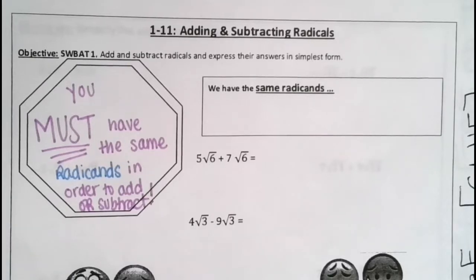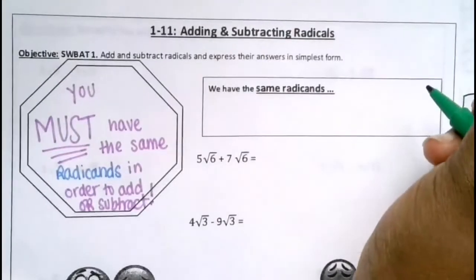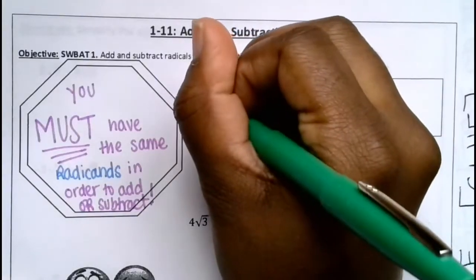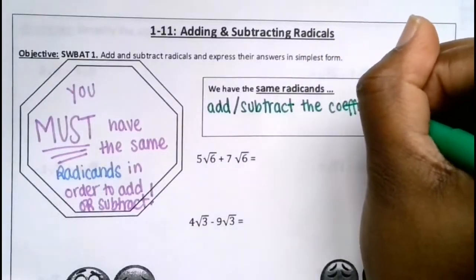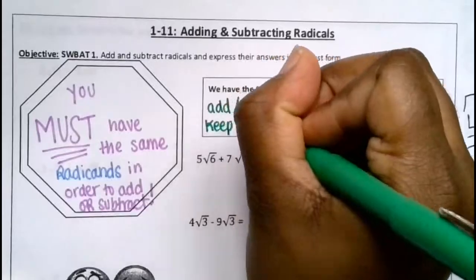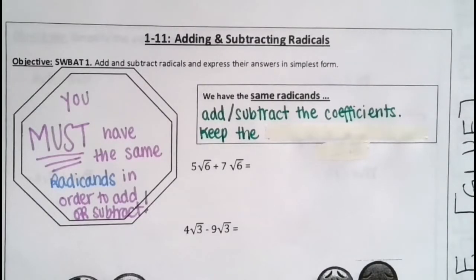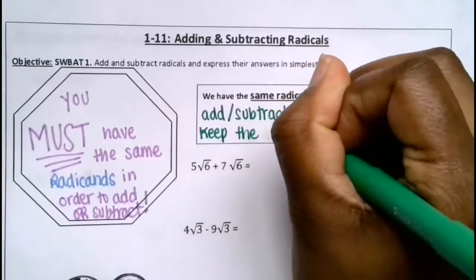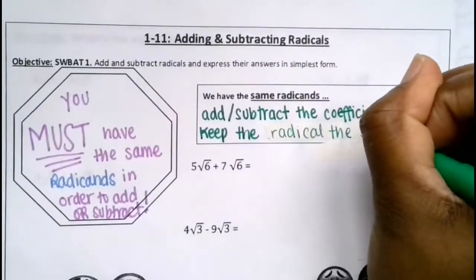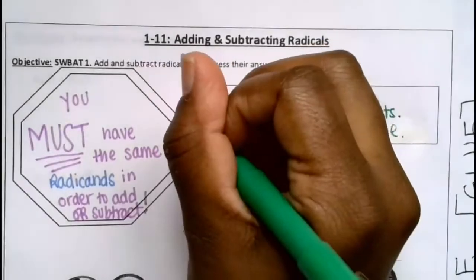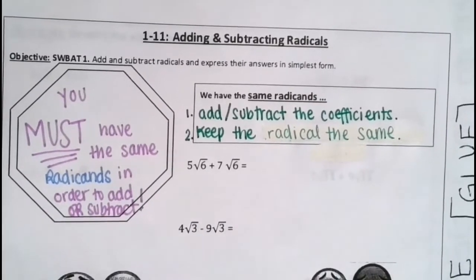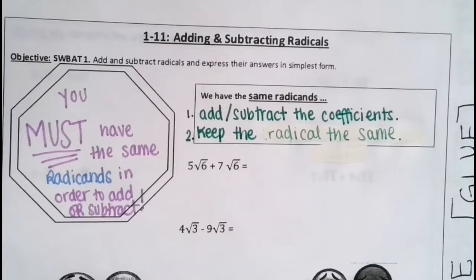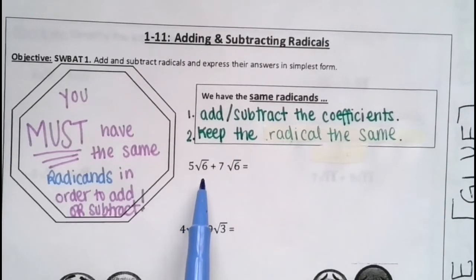Now that we've established that you must have the same radicals, what do you do? You'll either need to add or subtract your coefficients based on the operation that's been given to you, and then next you'll keep your radical exactly the same. Now that you have down this note, let's take a look at the next two examples.